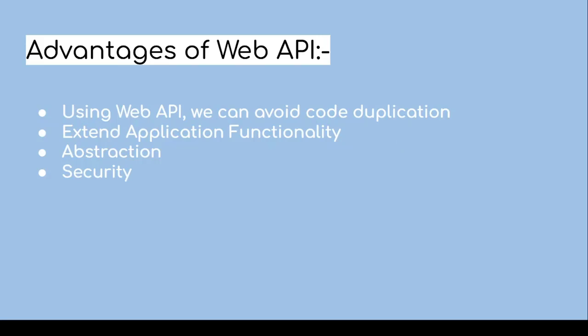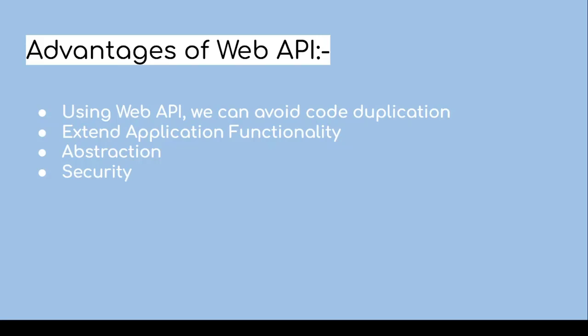The second advantage of using web APIs is application extensibility. Suppose first we develop a website, then we can extend and develop an Android application, and in the future if you want to add another type of application, you don't need to write any kind of logic. You just need to simply call your APIs and use them in your application.